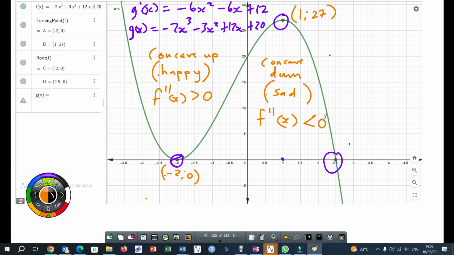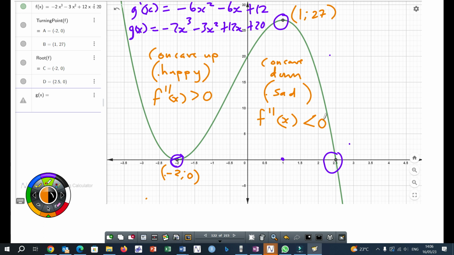Yes. So this is a very common question asked in examinations. If you do a lot of practice, they'll ask you, determine the values of x for which the graph is concave up or concave what? Down. You need to know what the question is talking about.